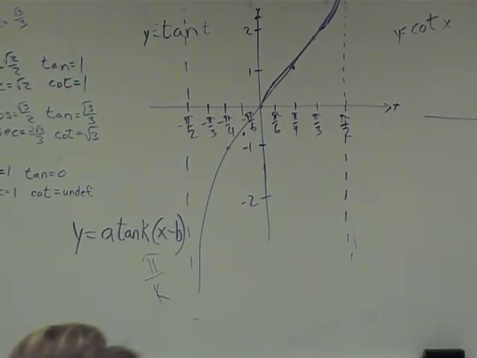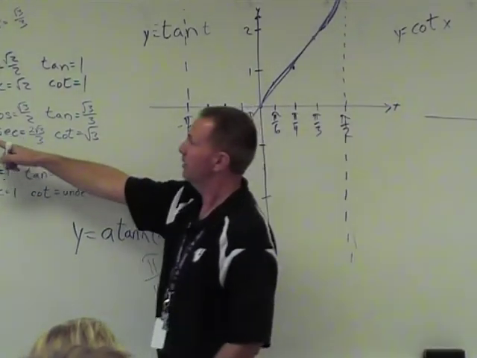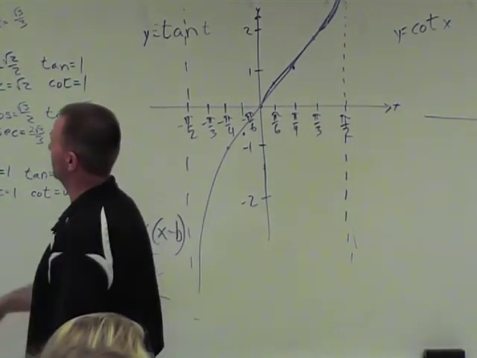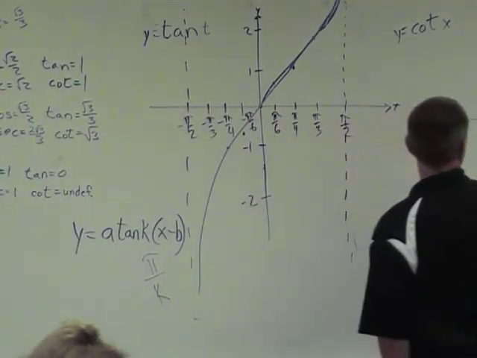Anybody see cotangent on the calculator? That's not cotangent. That's tangent. It's the inverse. I'm just asking you, what's the cotangent of pi over 4? 1. I'm sorry. I meant to say pi over 3. But yeah, cotangent is 1 at pi over 4.